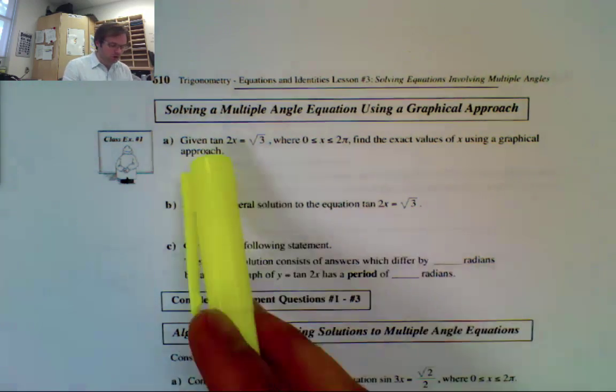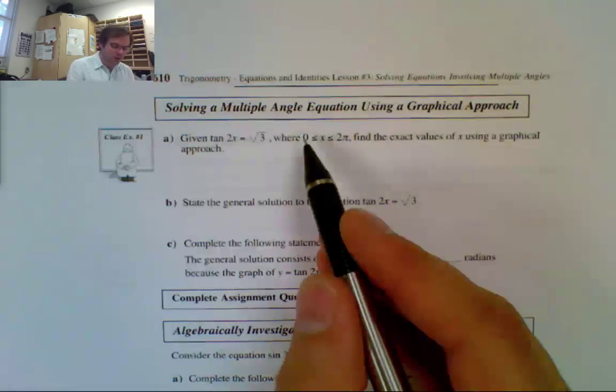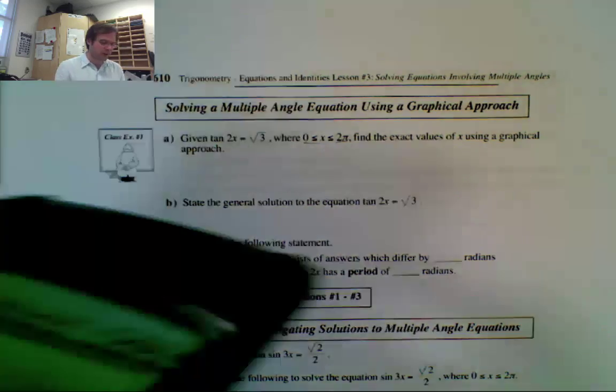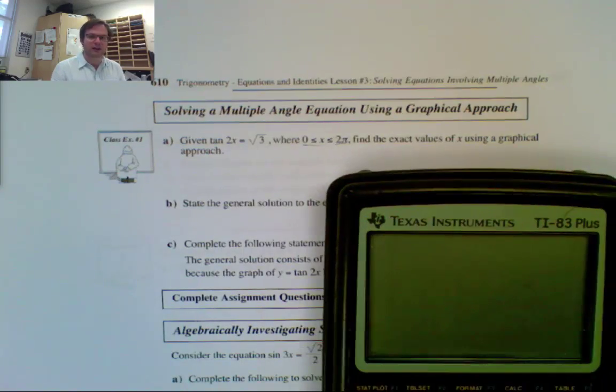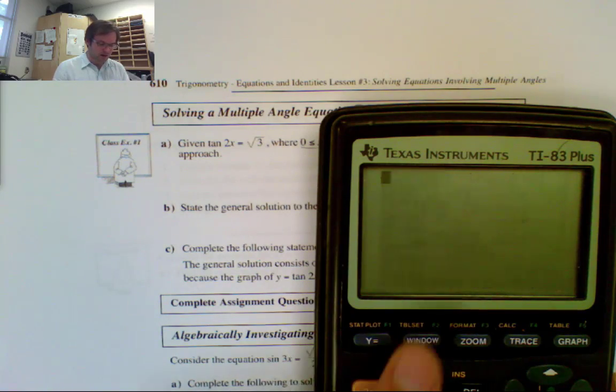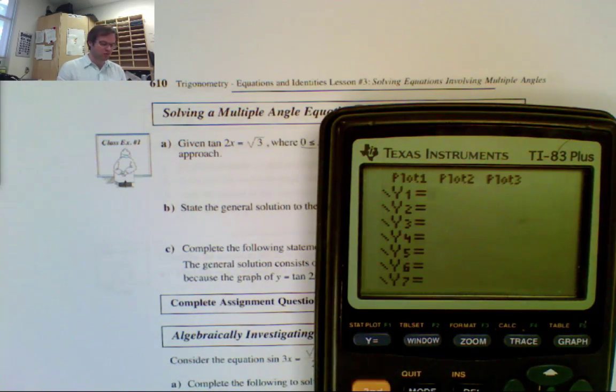The first class example is solving a multiple angle equation using a graphical approach. Given that tan 2x is equal to root 3, we want to solve between 0 and 2 pi. We know it's in radians, so I'm going to make sure my mode is in radians. Then my window is between 0 and 2 pi. And now I'm going to graph this.